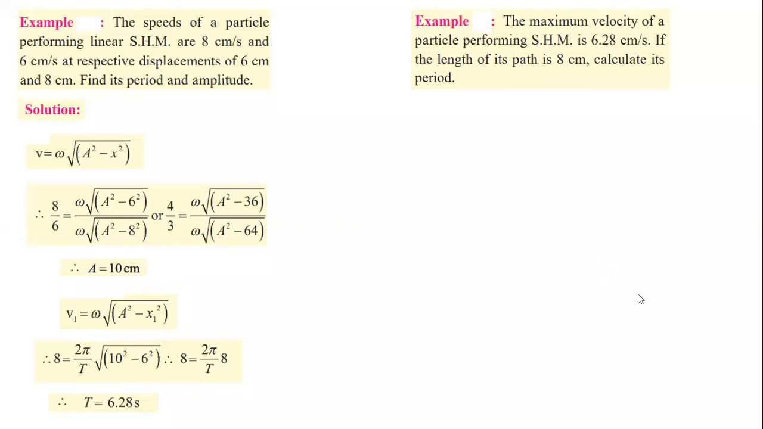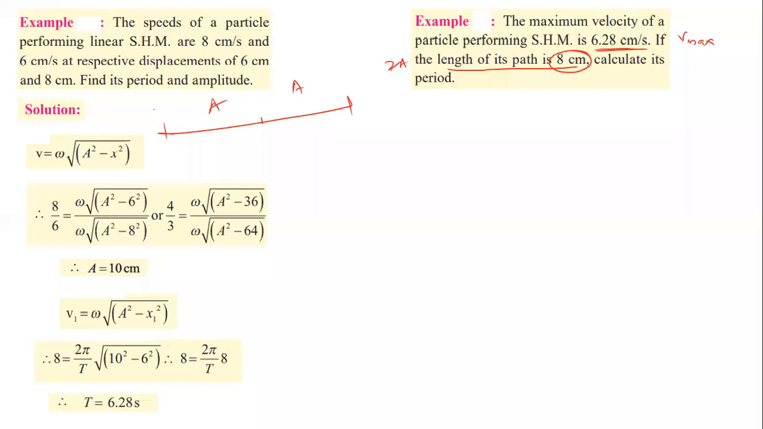Now see the next example. Maximum velocity of particle performing SHM is 6.28 centimeter per second. This is V max. The length of the path. Listen, in SHM, this is a path length, extreme to extreme. And this is A and this is A. So total 2A is the path length. Okay. 2A is 8 centimeter. Means A is 4 centimeter.